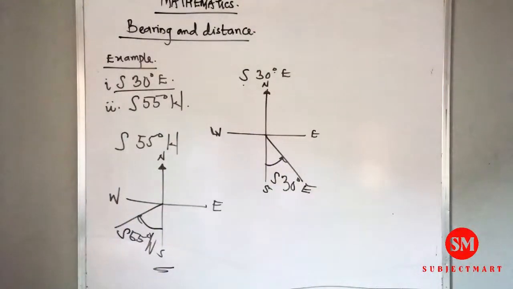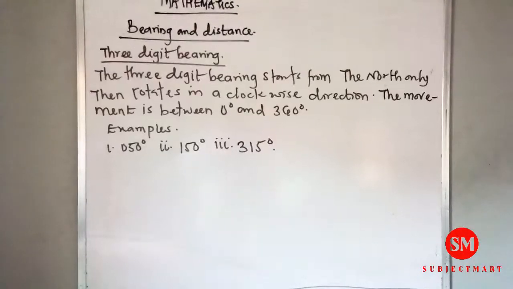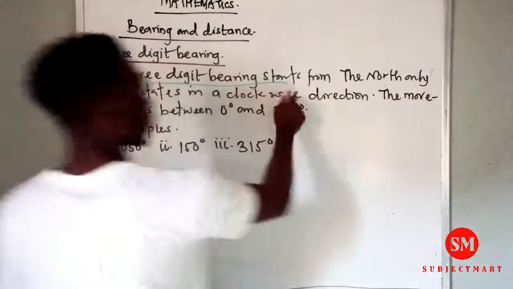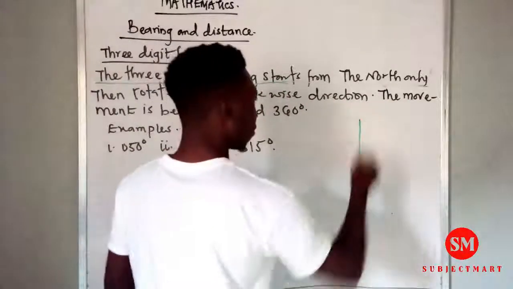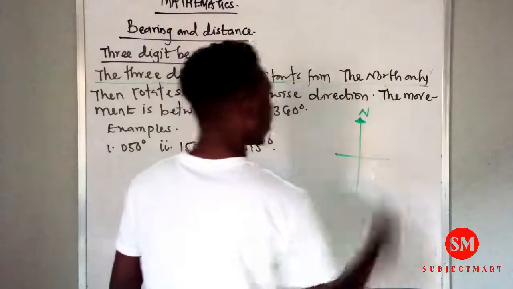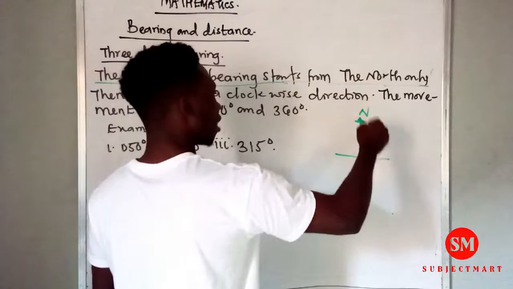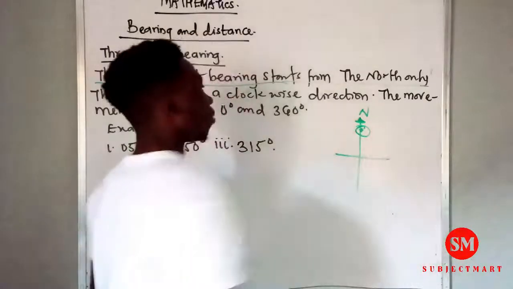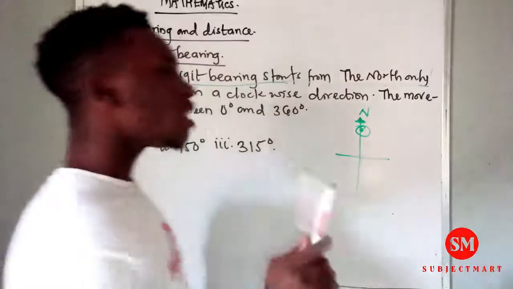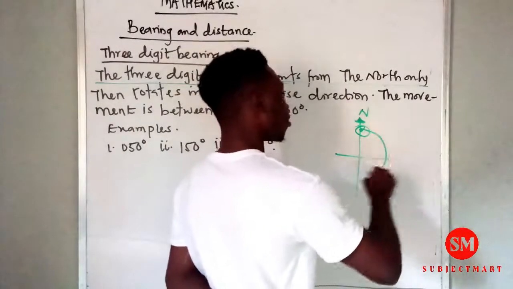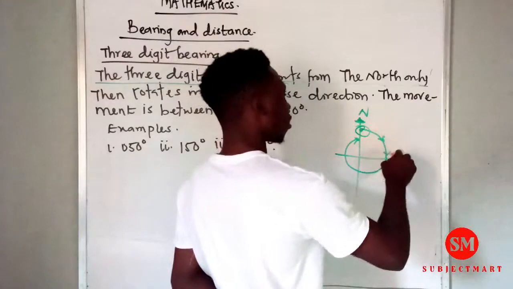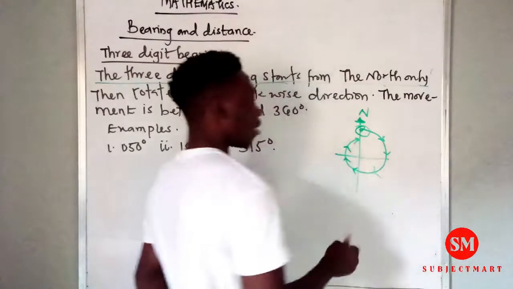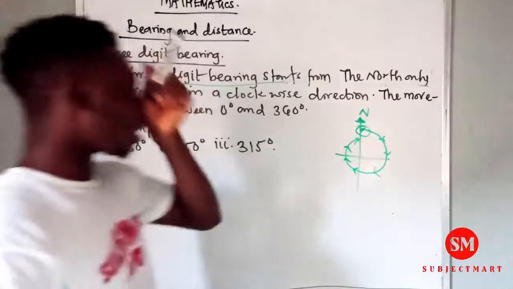So let's go forward to what we call the three-digit bearing. Talking about the three-digit bearing, it starts from the north only. Now I have my representation here. My three-digit bearing starts only from the north. Anything that goes after the north or outside the north is not a three-digit bearing. It starts only from this point, the north, and it rotates in a clockwise direction. That means your angle goes like this in a clockwise direction. Anything that goes anti-clockwise is not a three-digit bearing.